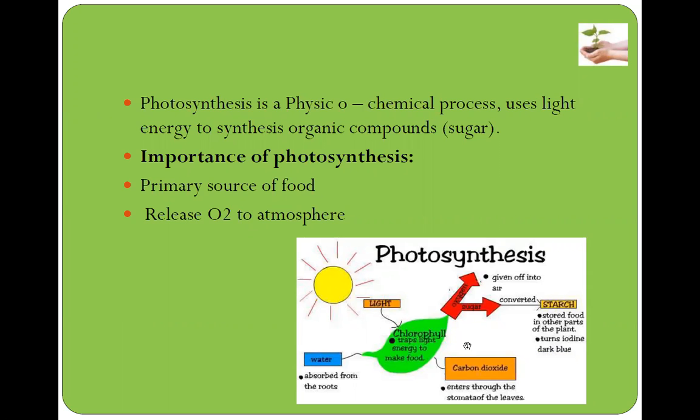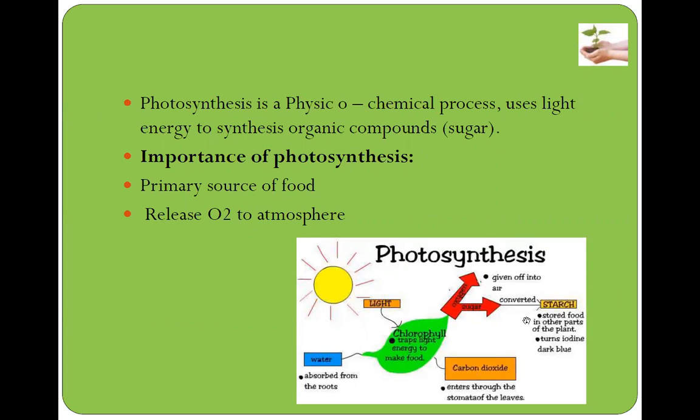So when they produce the food, that is the sugar, now in plants the food is stored in the form of starch, right? So whatever oxygen is being released over here is given into the air, that is, it is released inside the atmosphere. And the sugar is converted into the starch, that is the stored food in other parts of the plant. That means this sugar is converted into starch, and this starch is the form in which the food is stored in the other body parts of the plant.